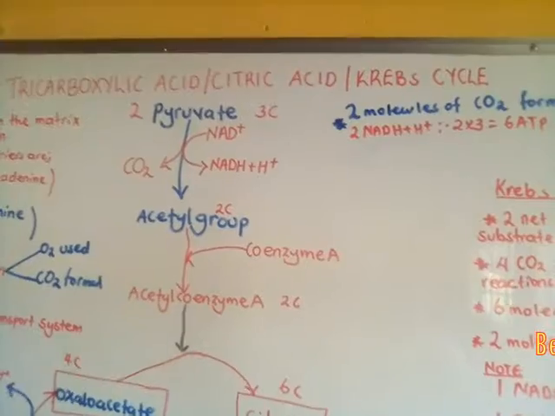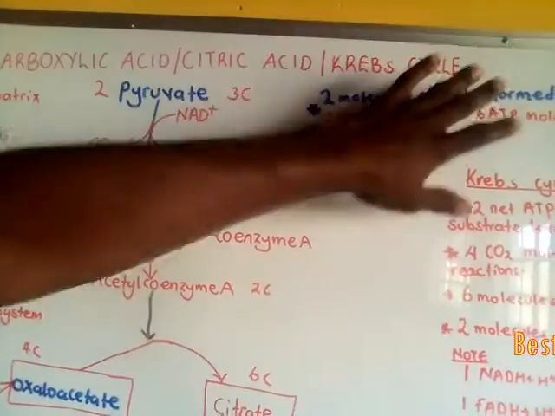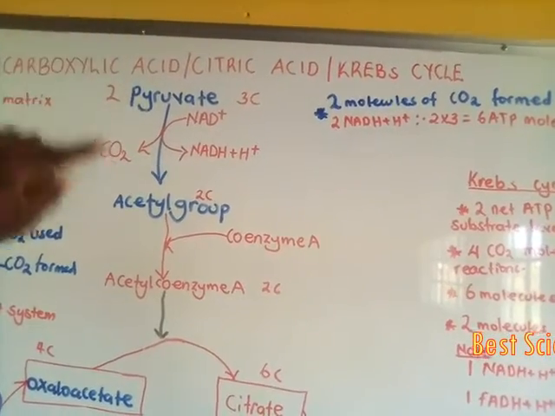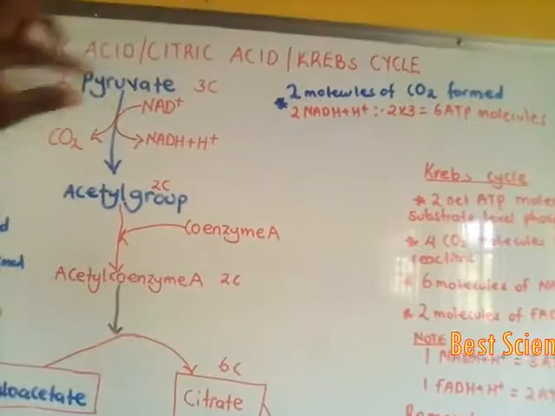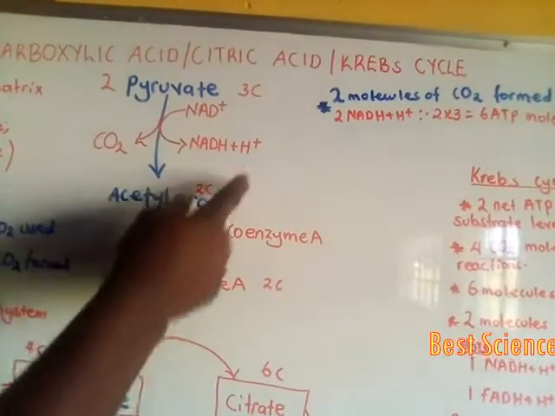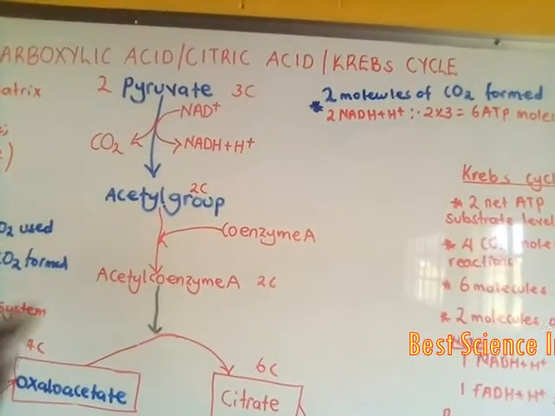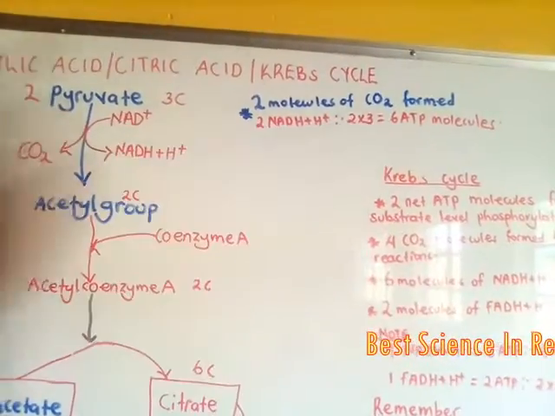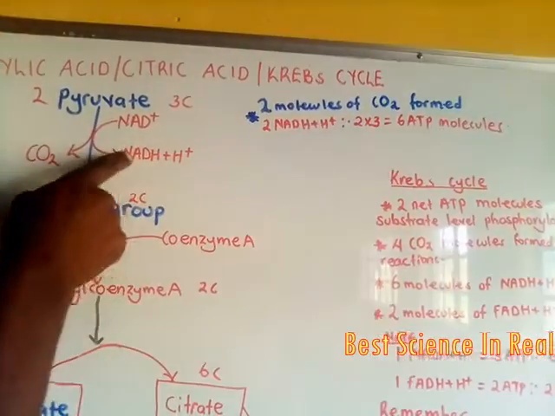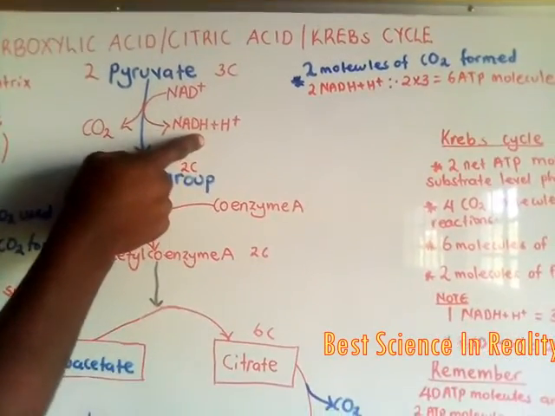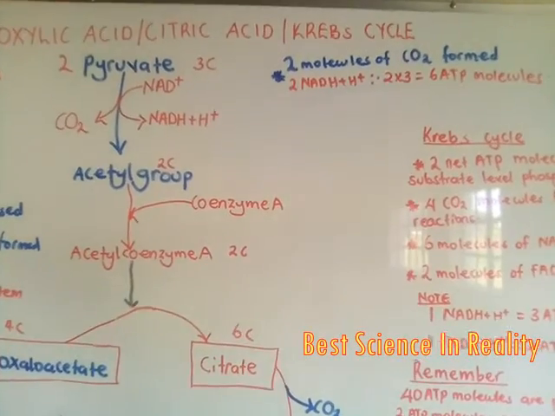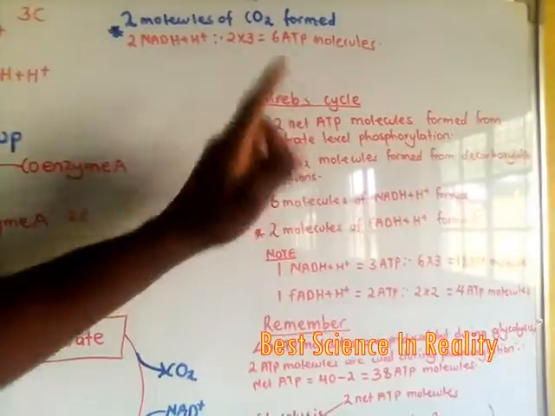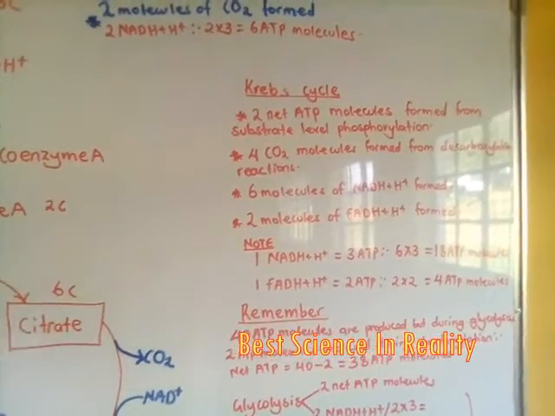So let's go through the summary. So we shall form 2 molecules of carbon dioxide, because we are having two molecules of pyruvate, and each molecule of pyruvate will form 1 carbon dioxide. And we are having dehydrogenation, and the hydrogens are given to NAD. It means we are going to have 2 molecules of reduced NAD being formed, and 1 NAD forms 3 ATP. So 2 times 3 we shall form 6 ATP molecules, which will be formed during oxidative phosphorylation. And in the entire cycle we shall form 2 molecules of ATP as a result of substrate level phosphorylation.